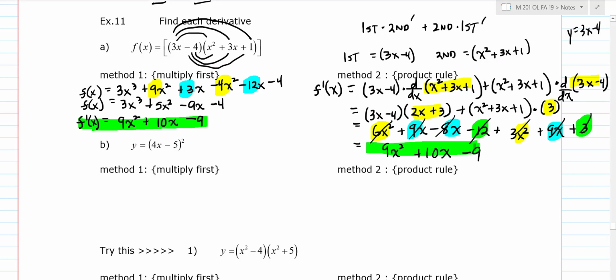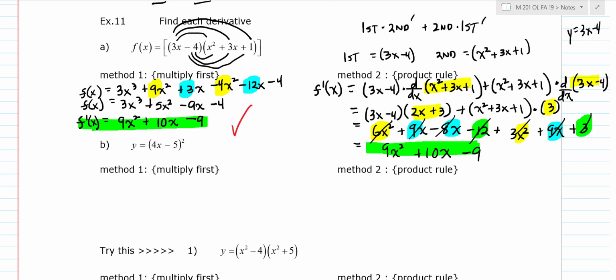Now, I want to ask you a question. Which way is easier? Which way is less work? That's what I should say. Yeah, I would agree. I think that that's less work. Okay, and that's in practice typically the way I would do this problem. Just multiply it out, then do the derivative. It's just a little less work to me. Now, there are times when you have no choice but to do the product rule, and we'll see that.